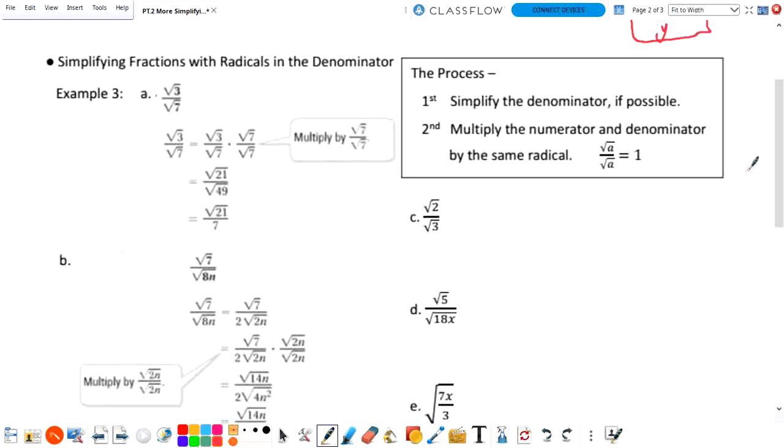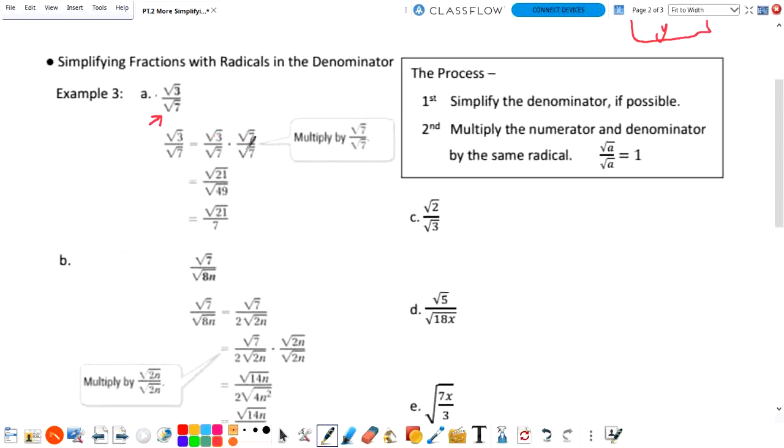Okay, so for example, we have the square root of 3 over the square root of 7. Now, neither one of these are perfect squares, but we have to get rid of this radical in the denominator in order for it to be completely simplified. So what we're going to do is multiply the numerator and the denominator by the same radical, okay? So we're going to multiply both of these by the square root of 7.